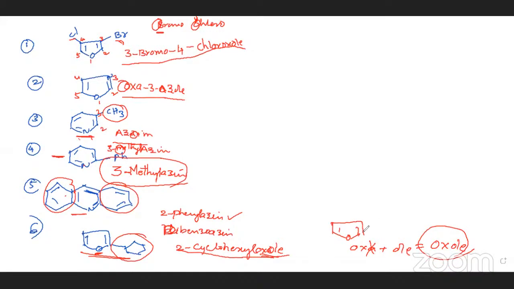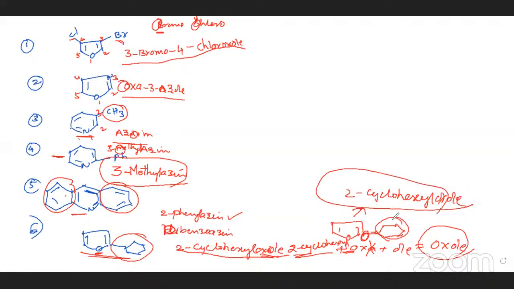Okay, the substituent is there. What is there here? Substituent cyclohexyl. So therefore you can write the substituent before the prefix. Here what do we write? Cyclohexyl. You can mention the position at second position. 2-cyclohexyl oxole. The IUPAC nomenclature is 2-cyclohexyl oxole. Okay, clear?